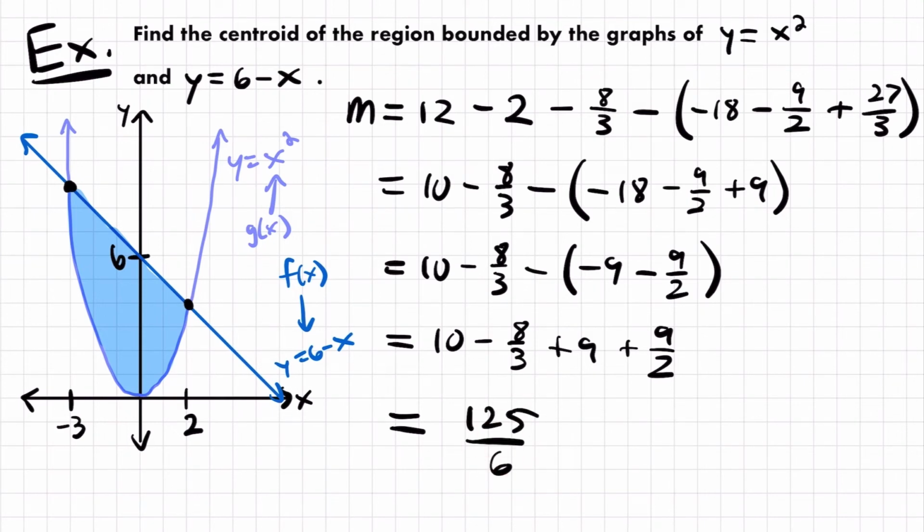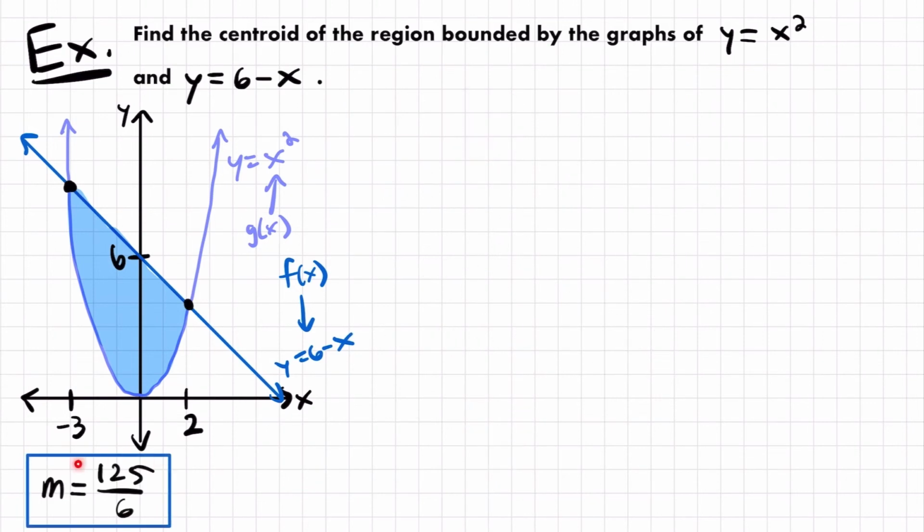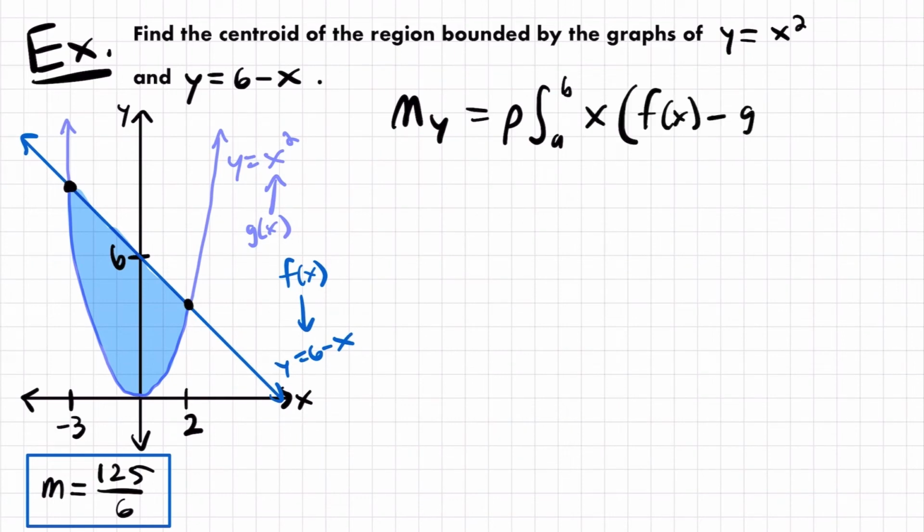And so if I clean up my work here, I have our mass value down here for us to reference later, but now we can start calculating the moments about each axis. And so let's start with the moment about the y-axis. And that is equal to the density times the integral from a to b of x times f of x minus g of x. And that's multiplied by dx.